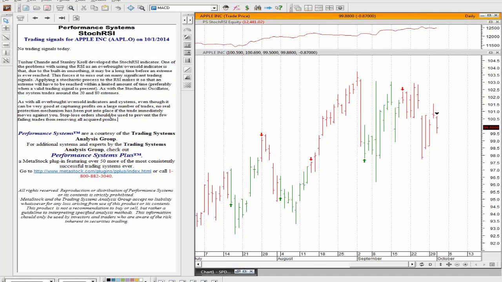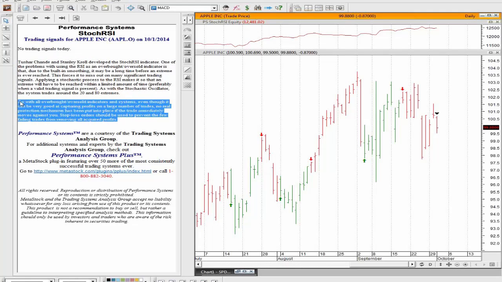The other thing that it says that is important is, as with all overbought, oversold indicators and systems, even though it can be very good at capturing profits on a large number of trades, no real protection mechanism has been put in place if the trade immediately moves against you. Stop loss orders should be used to prevent the few failing trades from removing the acquired profits. And I think that's important. It's giving you some advice here.